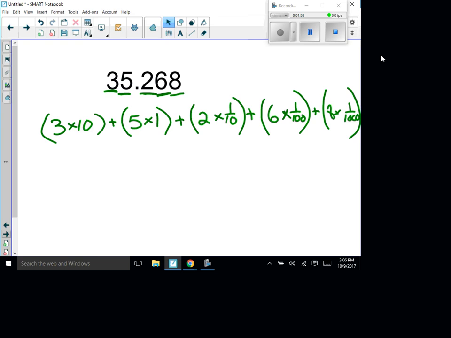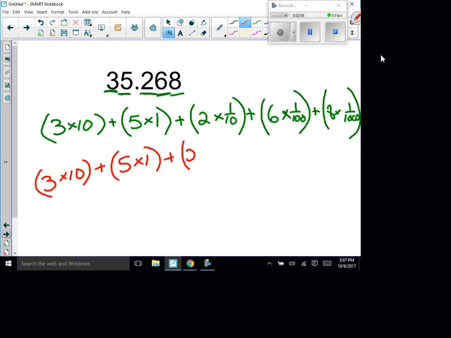Another way, I'm just going to write it in red, is you can do the same thing with the 3, so 3 times 10 plus 5 times 1 plus, now if you want to make a decimal form, you go 2 times 0.1, which is 1/10, plus 6 times 0.01, which is 1/100, plus 8 times 0.001, which is 1/1,000. Top and bottom, same exact thing. You can notice the decimals and fractions are the same thing, just two different ways to write it.